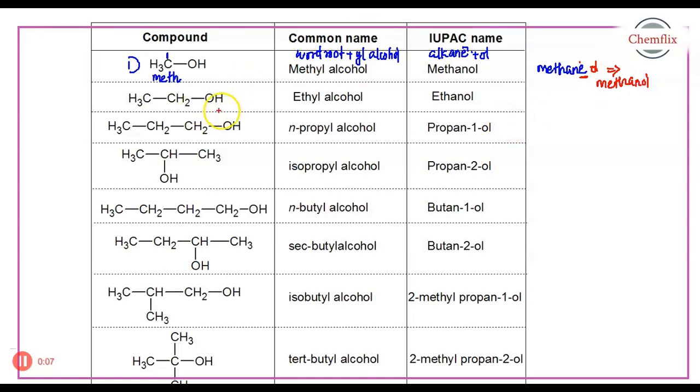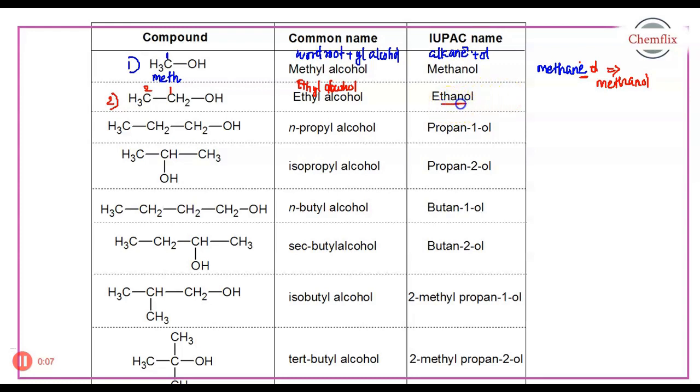Okay. And now moving to the second example. How many carbon atoms are here? 1, 2. There are 2 carbon atoms. So the word root will be eth, and you have to add ethyl alcohol to this, and the name will be ethyl alcohol. And in the case of IUPAC name, the name will be ethanol.